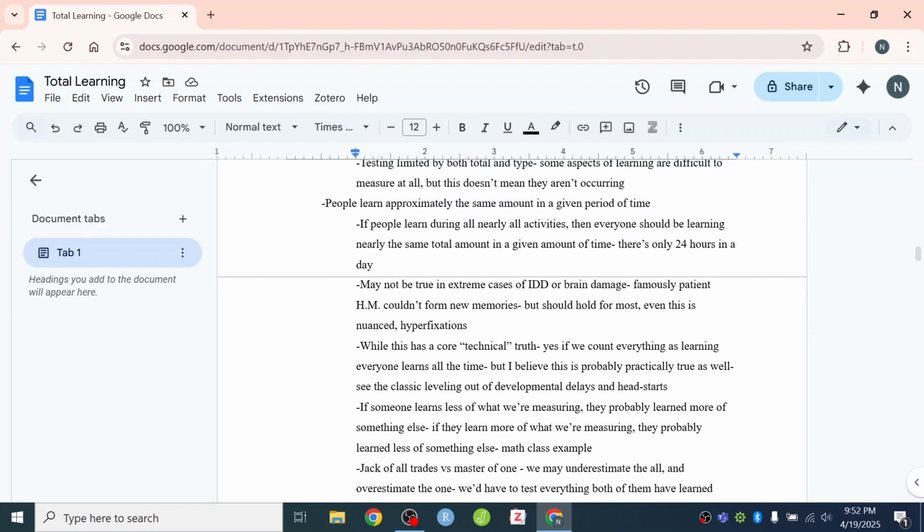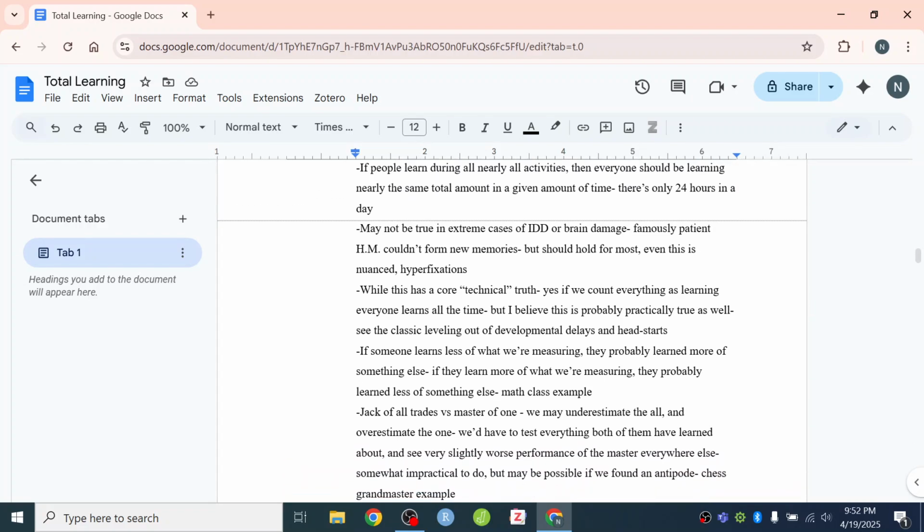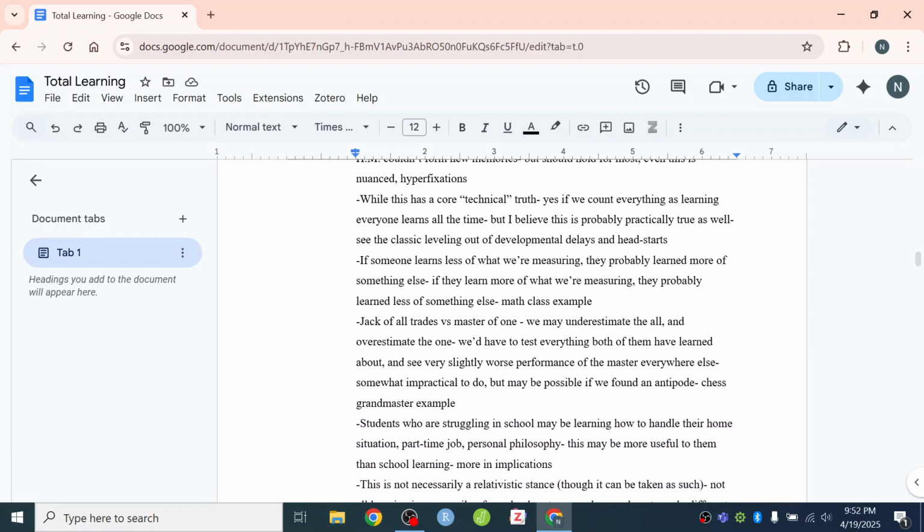People learn approximately the same amount in a given period of time. This has a further implication that students who are struggling in school, who are seemingly not learning a lot of what's being taught in the classroom, may be learning how to handle their home situation. They may be learning skills they need to do their part-time job. They may be meditating on their personal philosophy. And this may be more useful to them than the learning they're supposed to be doing in school.